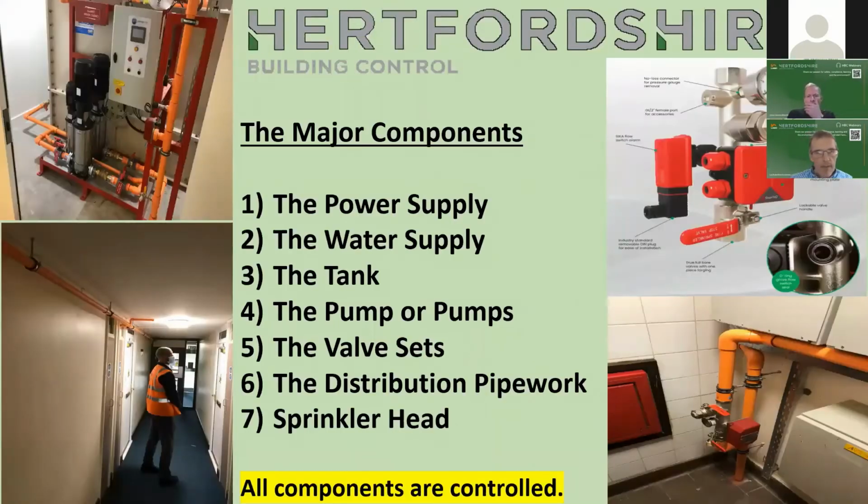So here's the components: power supply, water supply, tank, pumps, valve sets, distribution pipework, and the sprinkler head. Now, we're going to get onto power supplies and water supplies in a few minutes. But for the time being, just understand that these are the main components. Obviously, the power and the water supply need a degree of resilience. That's key. 9 times out of 10, you need a tank, because you can take it off the mains, but the water authority are very reluctant to guarantee the flow rates. The pump, or generally the pumps, there's generally 2 of them, even though in certain situations you only need 1, but it's very, very rare you ever see a sprinkler installation without 2 pumps.